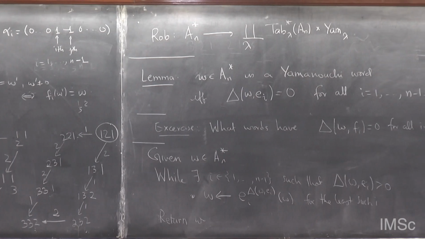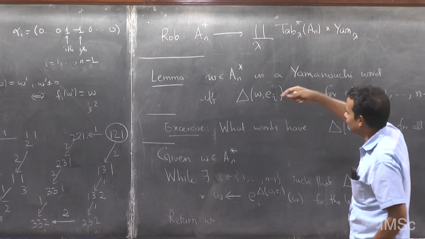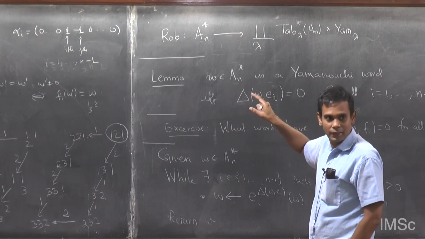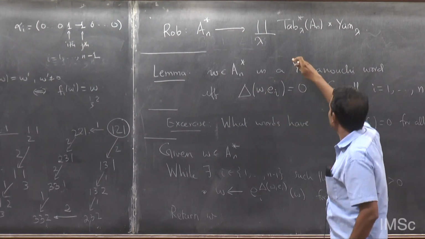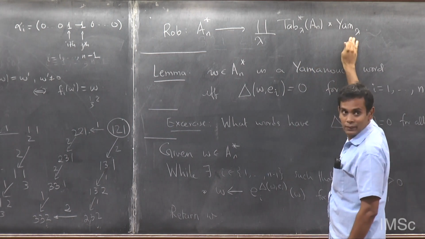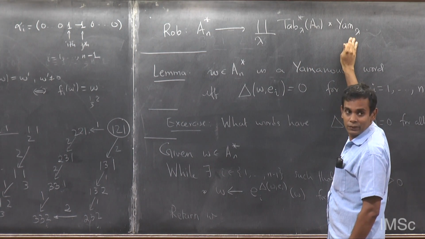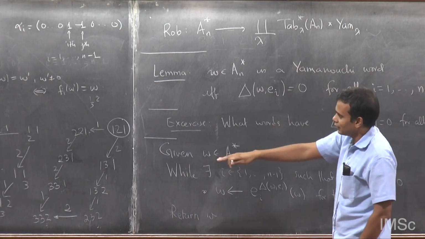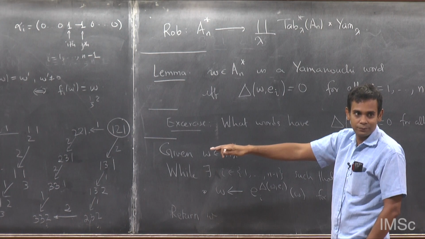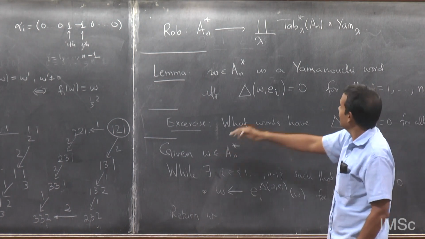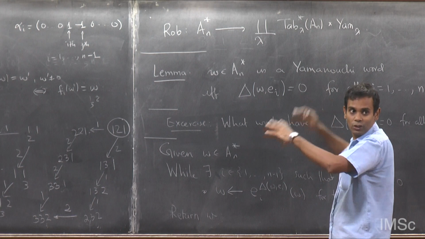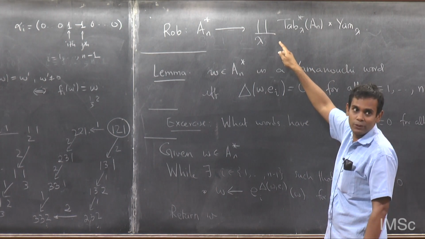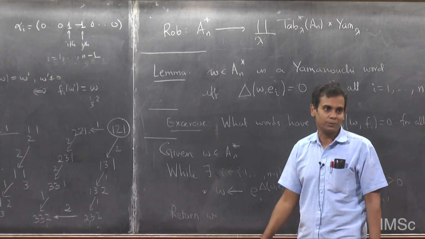So once you know this isomorphism theorem, here's another way to get Robinson's correspondence. I give you a tableau and a Yamanouchi word. So what you do is you draw the crystal for the tableau. And then you draw the crystal for this Yamanouchi word. You draw the two crystals, you find the guy in this crystal which corresponds to the tableau in that crystal, and that will be your word W.